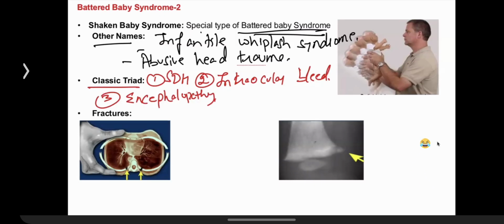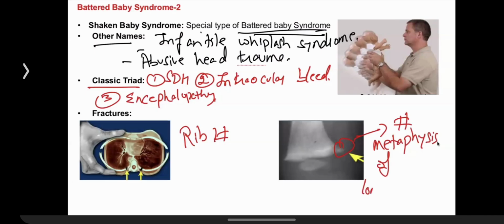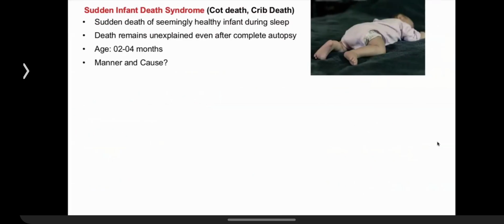Two kinds of fractures should always raise suspicion of child abuse. One is the rib fracture, the other is the fracture of the metaphysis of long bones. These should always raise suspicion. Yes, bucket handle fracture.